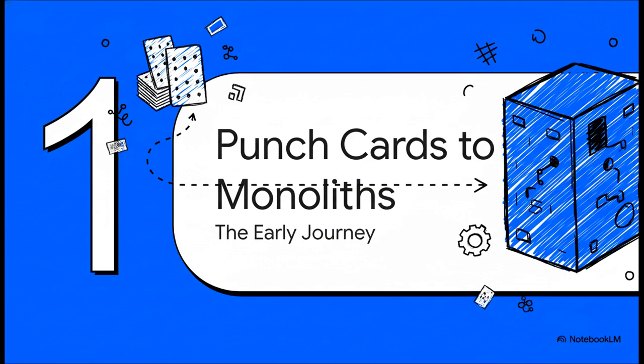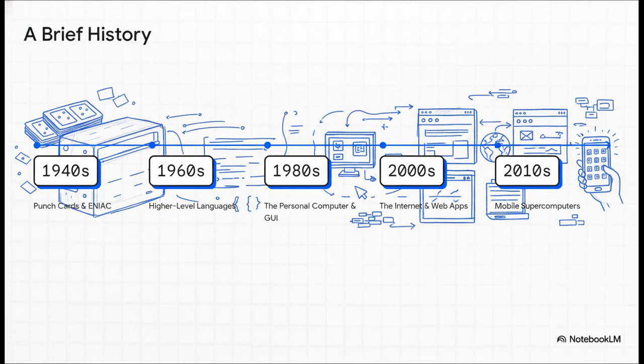Let's trace this journey all the way from old-school punch cards to these things called monoliths that basically dominated software for decades. What's just wild is how fast everything moved. We went from physical punch cards in the 40s to actual programming languages in the 60s. Then, bam! The 80s hit with the personal computer and graphical interfaces, and suddenly, computing was for everybody. The 2000s brought us web apps, and by the 2010s, well, we all had literal supercomputers sitting in our pockets. And every single step just piled on more complexity and more demand.